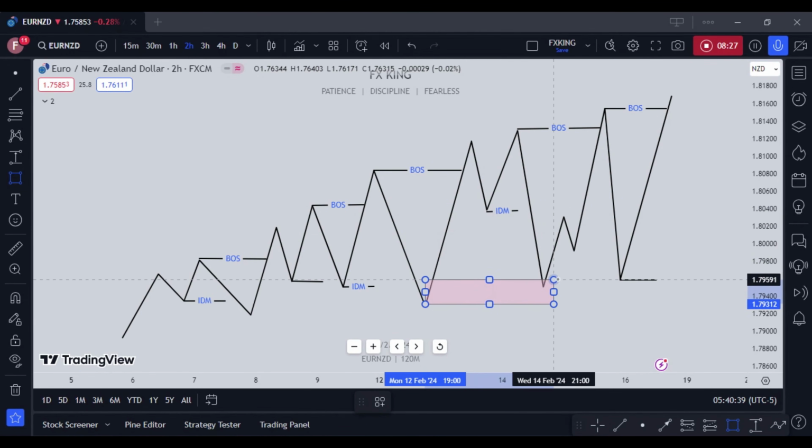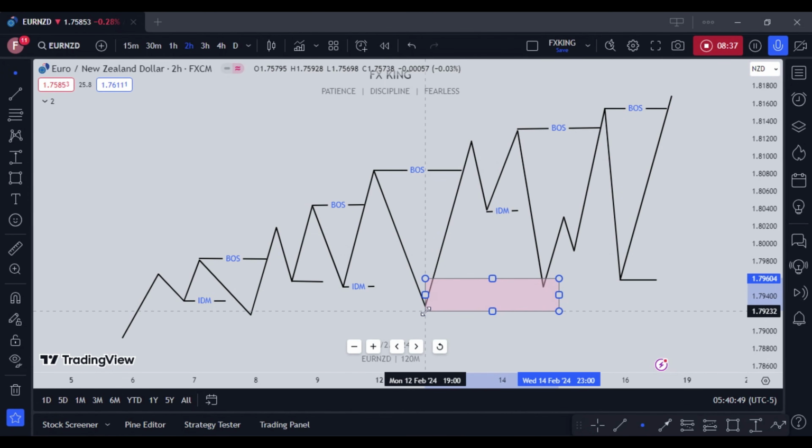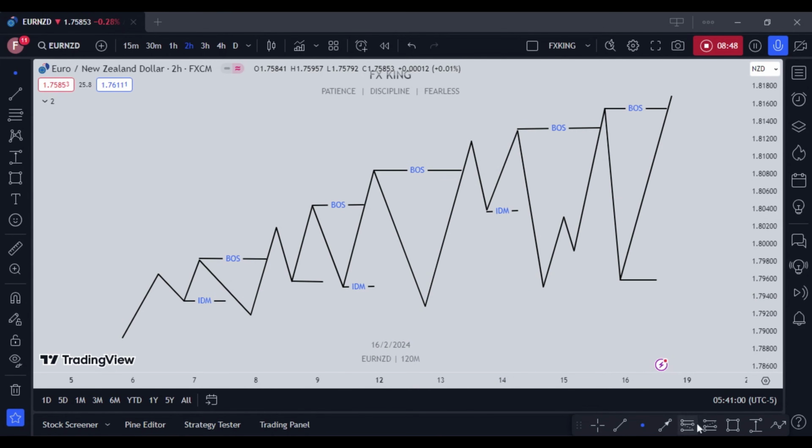So, finding high probability order blocks depends on this inducement here. Once inducement is taken out, you can start getting high probability points of interest and order blocks. But if your inducement is not taken out, what you're trading is called SMT, smart money trap. It is the very thing here.